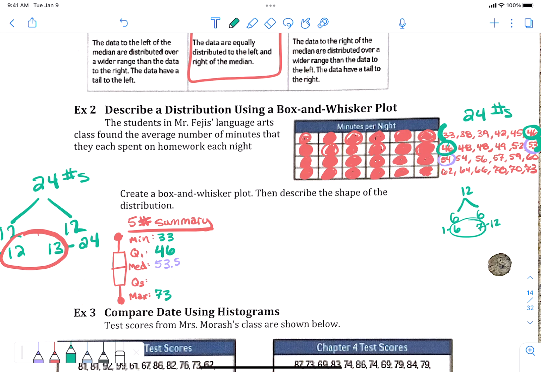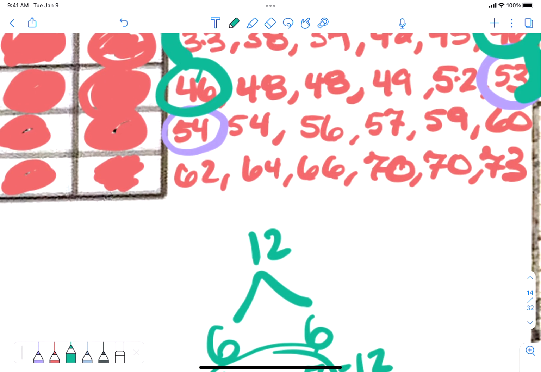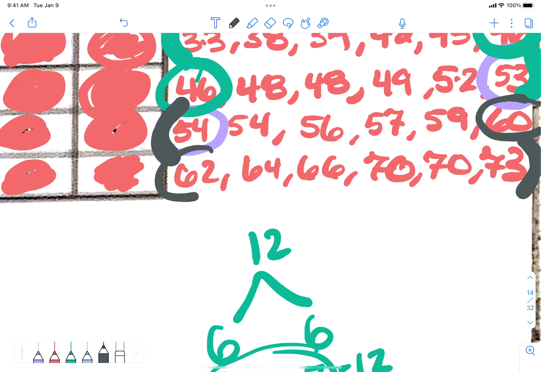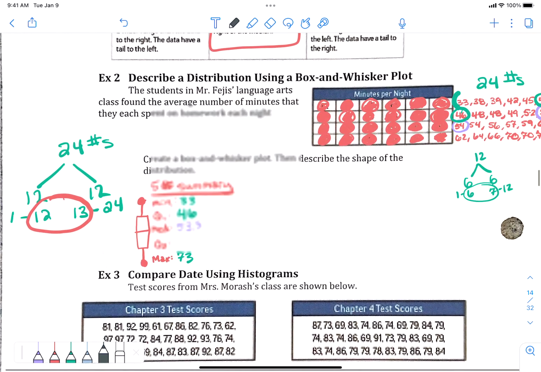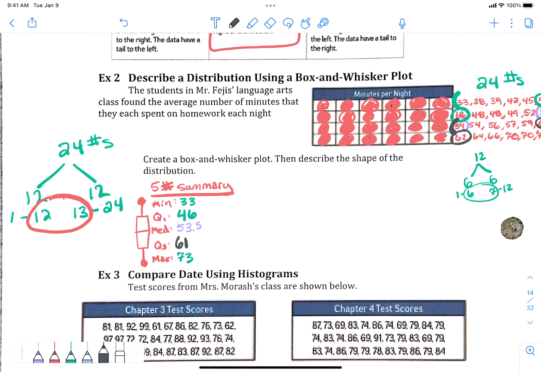Then for my Q3, I still include this 54, and I include the 73. So I'm going 54 to 73. That's 12 numbers also. So it would be the 6th and 7th number of that range, which would be 60 and 62. 61 is going to be my Q3. Does this make sense?